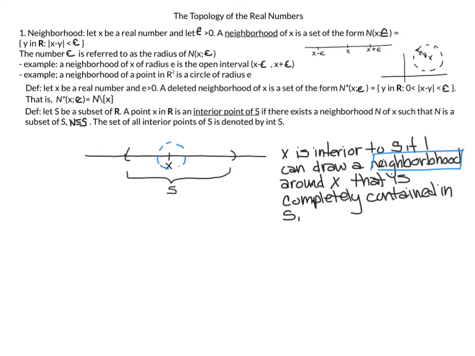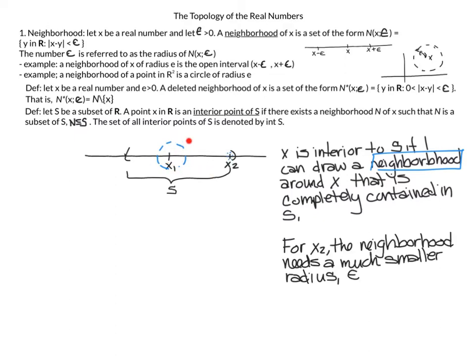Our next definition is an interior point of a set S. Let S be a subset of the real numbers. Here we have the real number line, and I have S as a subset, and I made this an open interval. It could actually be closed; if you wanted, you could include the endpoints. A point x in R is an interior point of the set S if there exists a neighborhood N of x such that N is a subset of S. In other words, x is an interior point if there is a neighborhood, and it can be a tiny neighborhood, but there's a little space around x that is totally contained inside of S.